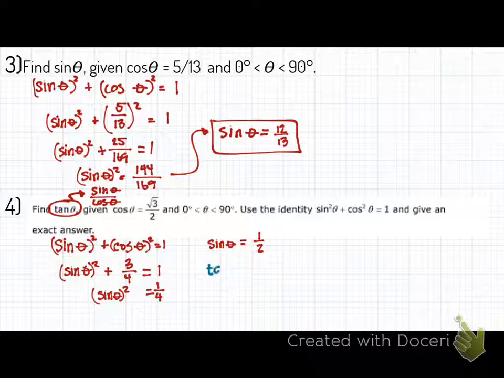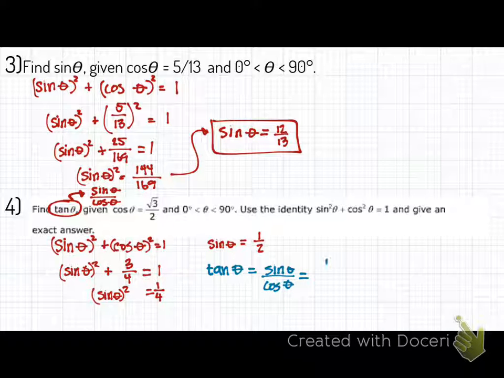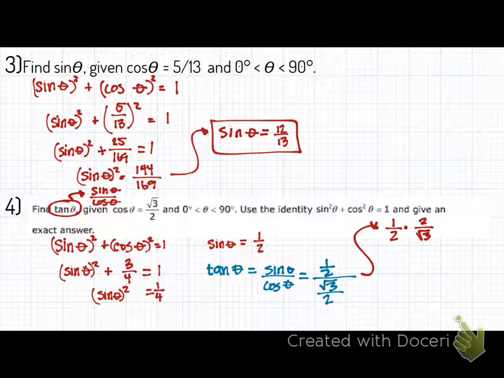Tangent, right? So tangent is going to be, we said, sine of theta over cosine of theta. So now we have to put those in, right? We know sine is 1/2 divided by rad 3 over 2. Uh-oh, it's a division with fractions. How do you divide fractions? Turn to your neighbor really quick. How do you divide fractions? Okay, cool. So we're really going to do 1/2 times 2 over rad 3.